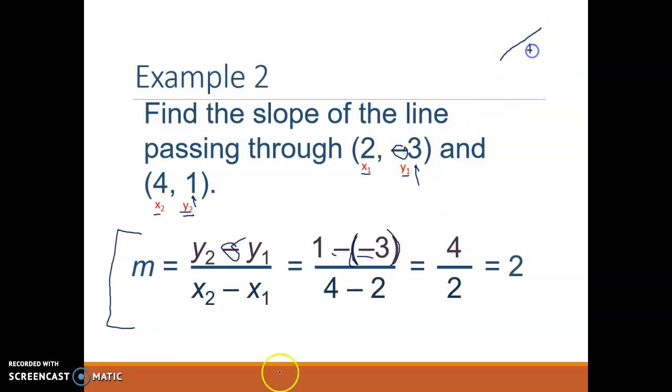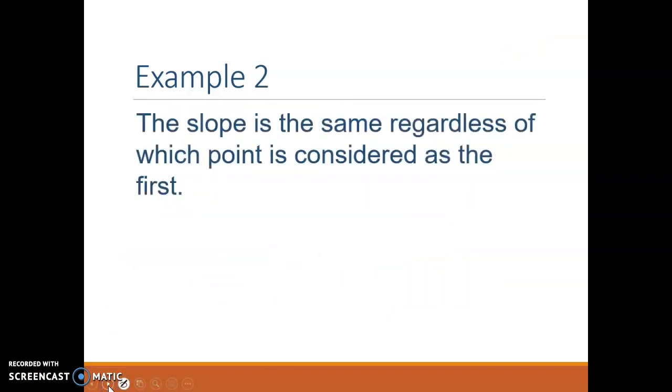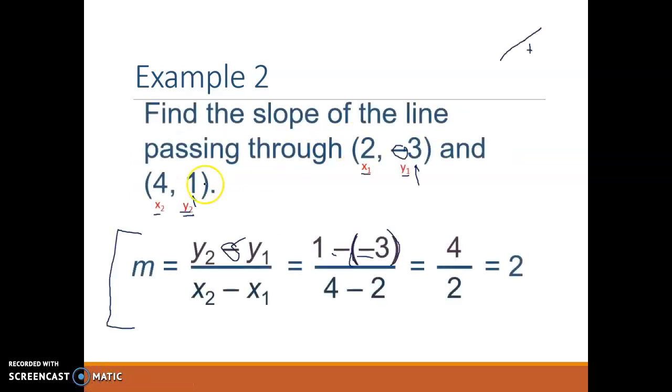That's going to go uphill, +2. The slope is the same regardless of which point is considered as the first. So I could have labeled these differently. I could have labeled this as x1 and y1, or x2 and y2, and I still would have found the slope was 2.